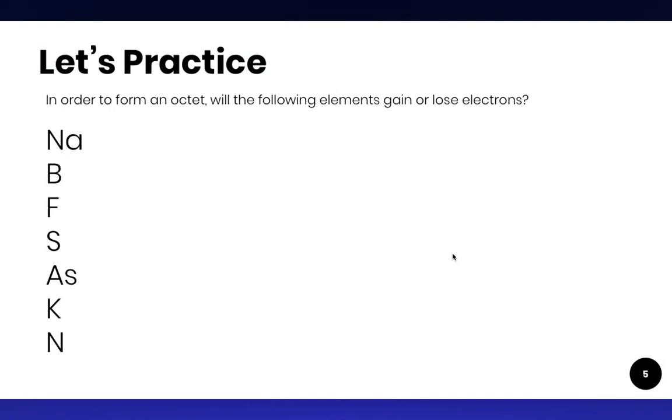Okay, let's practice. In this slide, we are going to practice writing electron configurations, calculating valence electrons, and then categorizing these atoms as either likely to gain or likely to lose electrons. First up is sodium with 11 electrons total.